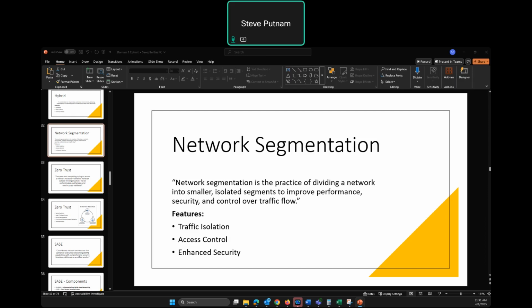But then there's logical segmentation, which is achieved through VLANs, subnets, and firewalls, separating traffic without additional hardware. This is the most used method to segment your network because it doesn't cost additional hardware. It's essentially done in a software environment.